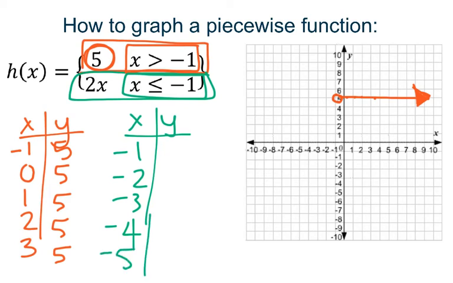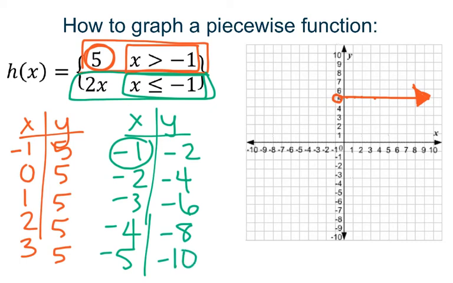So I'm taking this value and I'm replacing x with it. So 2 times negative 1 is negative 2. If I do the next one, 2 times negative 2 is negative 4. 2 times negative 3 is negative 6. 2 times negative 4 is negative 8. 2 times negative 5 is negative 10.